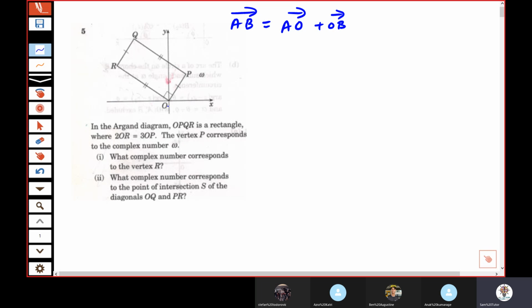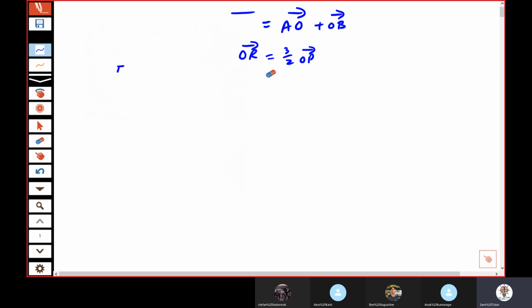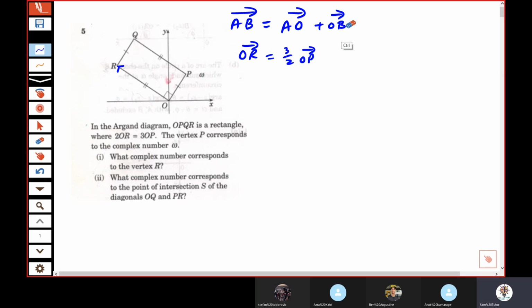In the Argand diagram, OPQR is a rectangle, where 2 times OR is equal to 3 times OP. You saw what I did. I would say that means vector OR, this one here, put an arrowhead, is 1.5 times vector OP. Let's rub out the top so we don't get ourselves confused. So vector OR is 1.5 times vector OP.